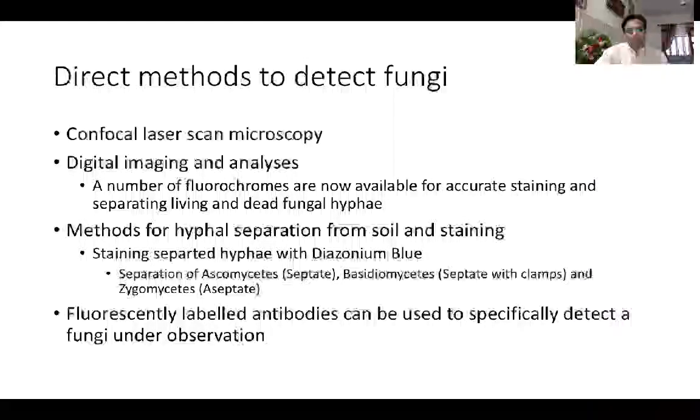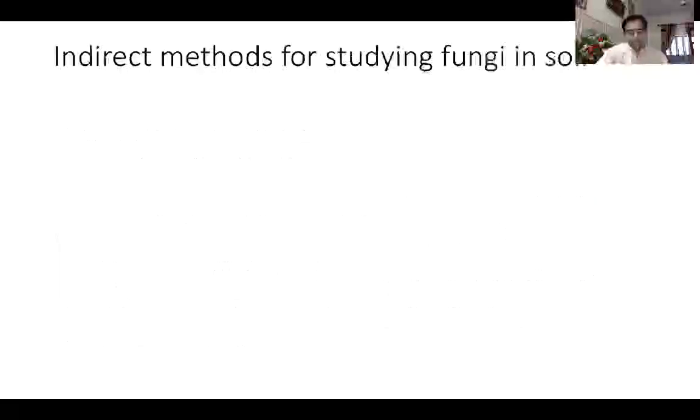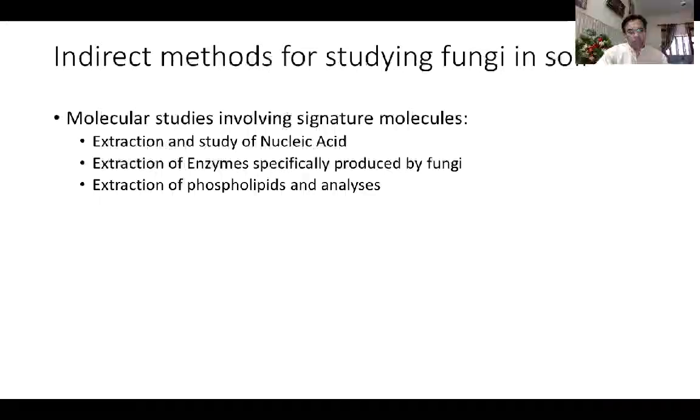Then if we are studying a specific type of fungi in an experiment, we can detect that fungi in the environment by specially designing fluorescent-labelled antibodies for it. So we can detect this fungi in the environment. Then there are indirect methods for studying fungi in soil.